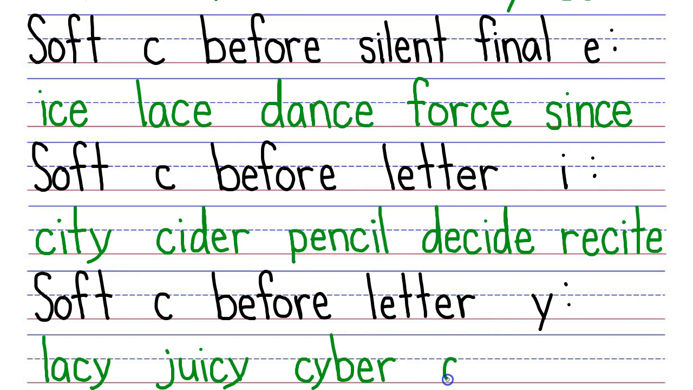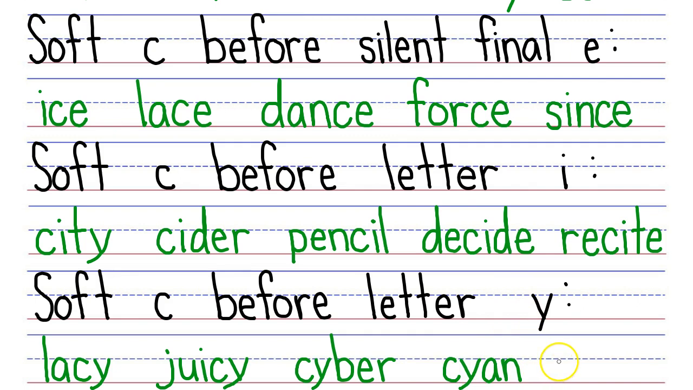Next word, cyan. This is the C that makes the soft C sound, S, because it comes before the Y. The Y makes a long I sound, I. It's followed by an A that says A and an N that says N. S, I, A, N, cyan.